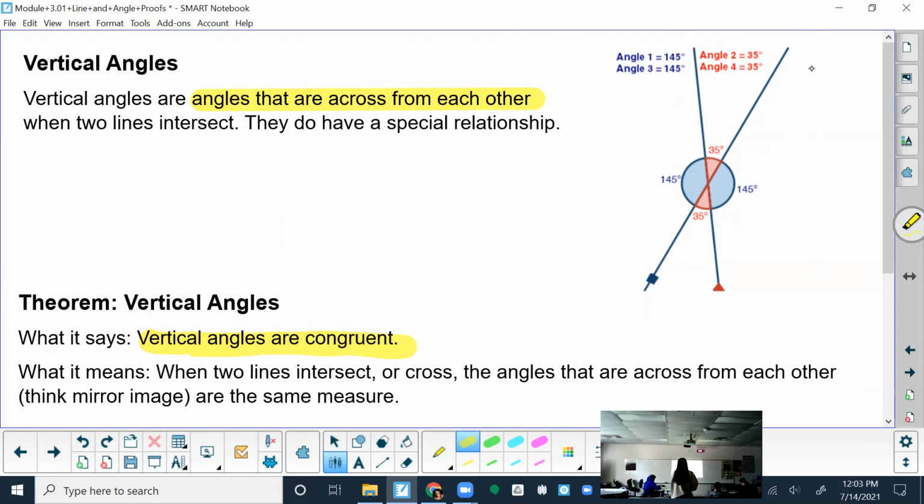So when two lines intersect, the angles that are across will have the same measure, just like this picture. All right, they intersect, these two lines. In the red, those are vertical to each other. And then in the blue, those are vertical to each other, and they have the same measurements.